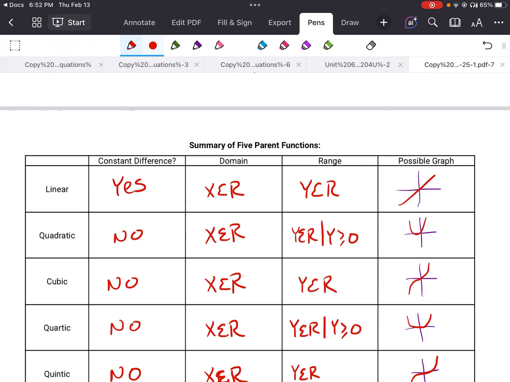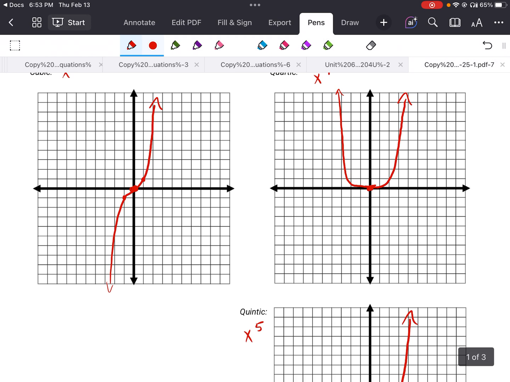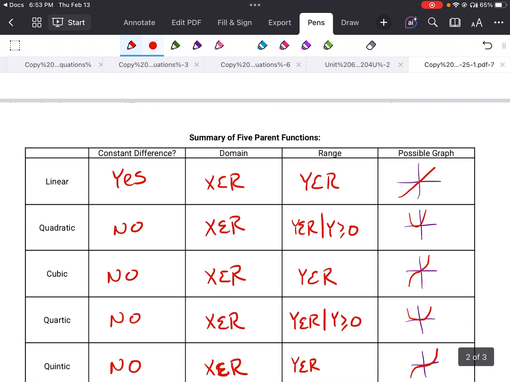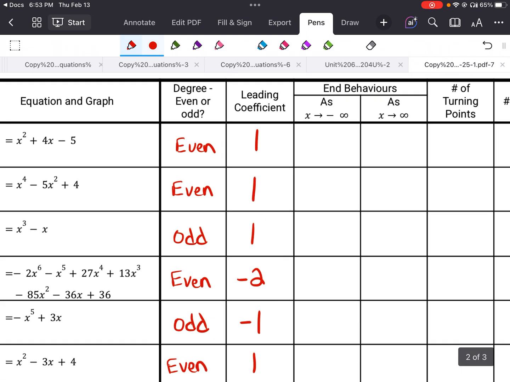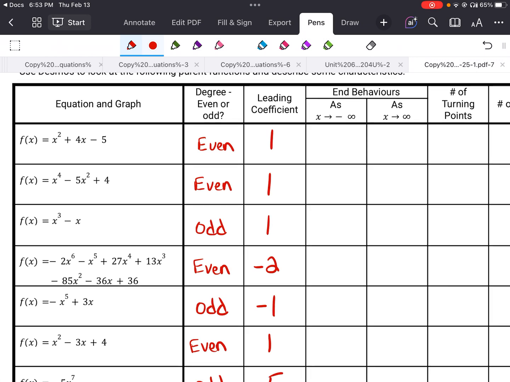End behaviors. So if we go back to our graphs, how do the arrows look? The further left you go, is it going to positive infinity or negative infinity? The further right you go, same question.